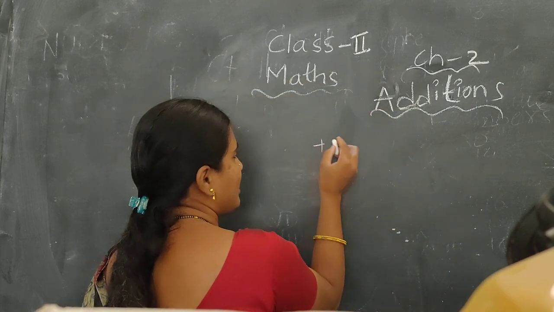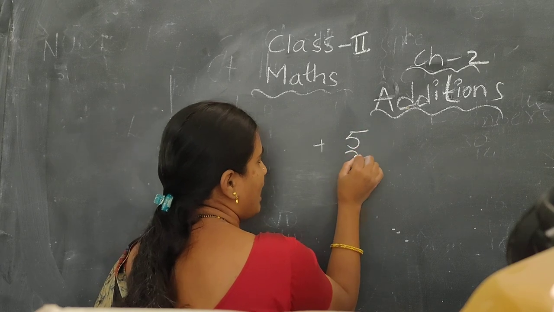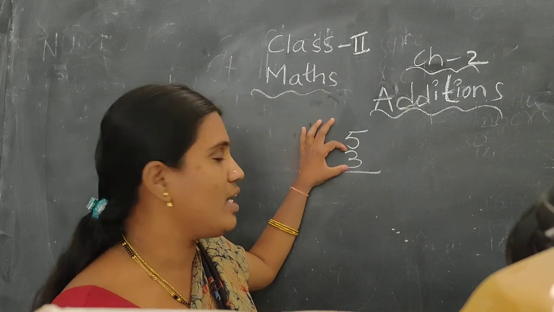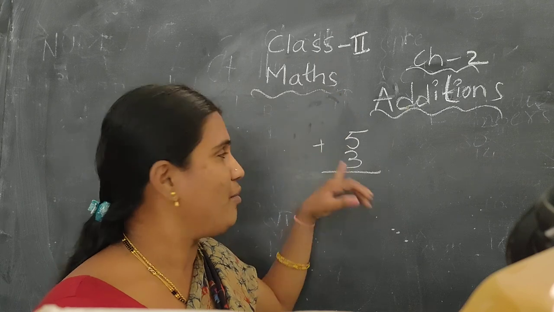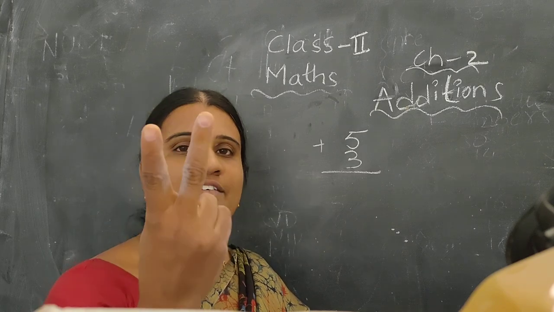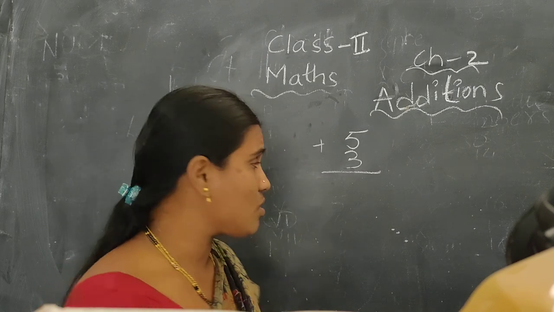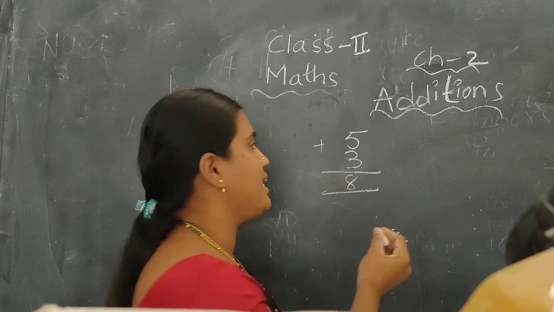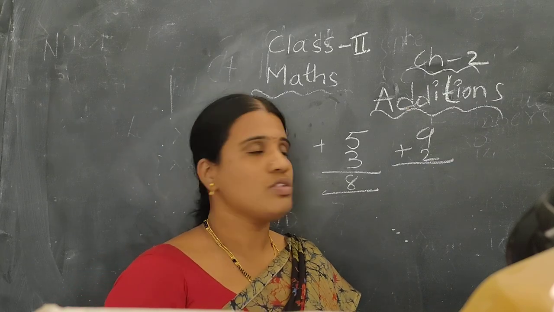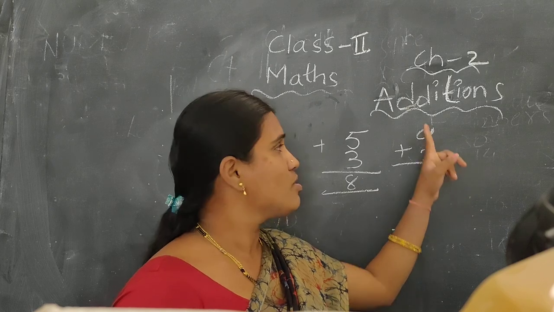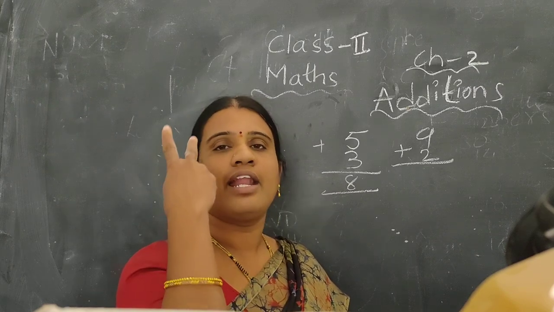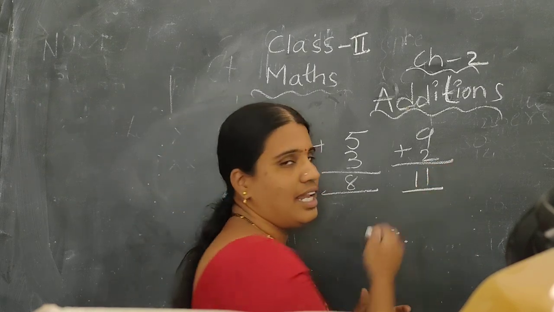For example, I will write 1 digit numbers 5 and 3. The biggest number here is 5, and the smallest number is 3. So 5, then you have to add 3. After 5 will come 6, 7, 8, 3 numbers. So you have to write here 8. Next, 9 plus 2. Here the biggest number is 9 and the smallest number is 2. So after 9 you have to count 2 digits: 9, 10, 11. So you have to write here 11.